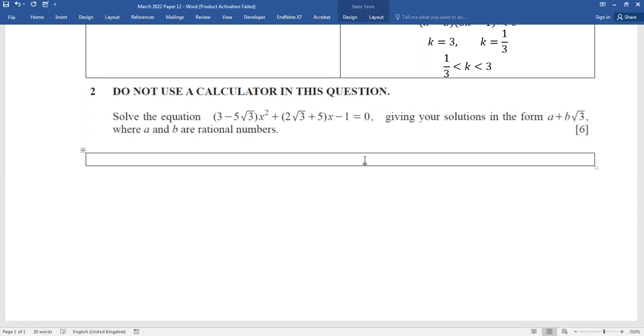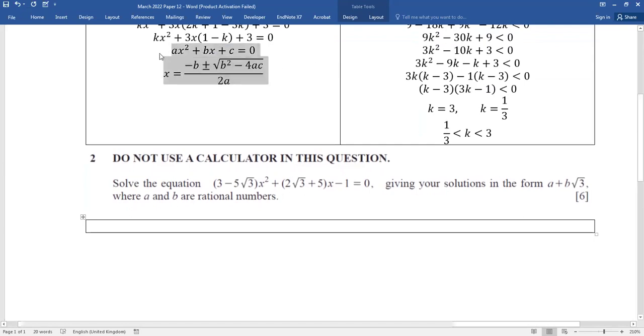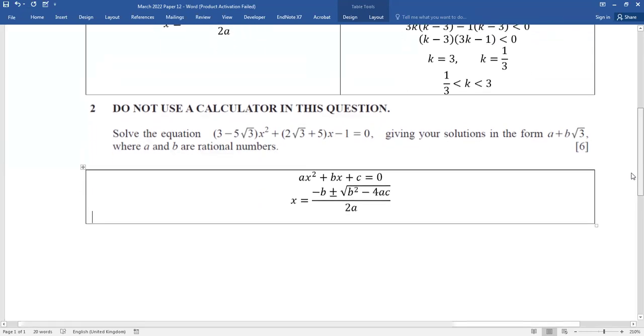Read the question. Solve the equation. Solve. What does solve mean? Find the value for the unknown. Is that right? Yes, sir. Solve means finding the value of the unknown. So we can use the quadratic formula to solve for the value of the unknown.